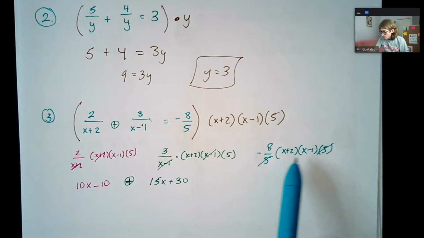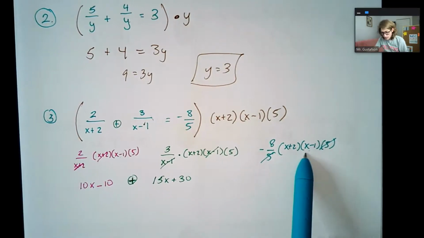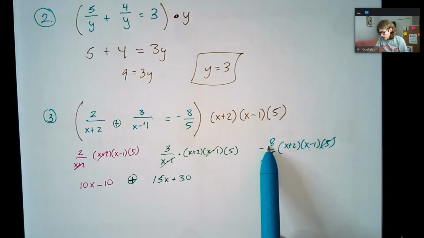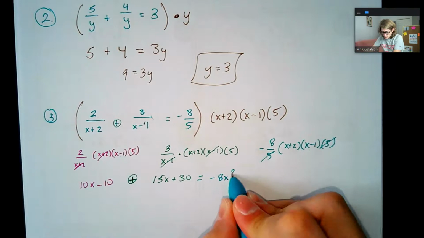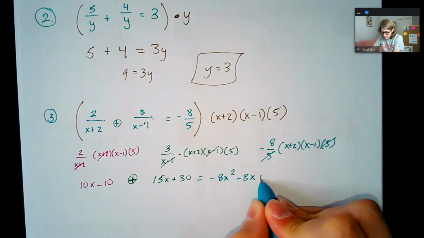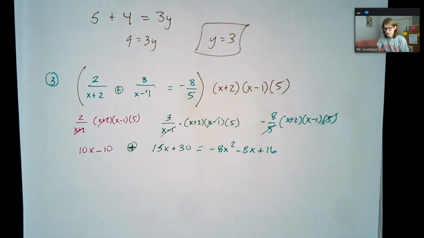Multiplying out these binomials, we get x squared plus x minus 2. Then you have to multiply them by negative 8. So what do we get? We get negative 8x squared minus 8x plus 16. Now this equation doesn't have any denominators, and for maybe most of us that's going to feel easier.